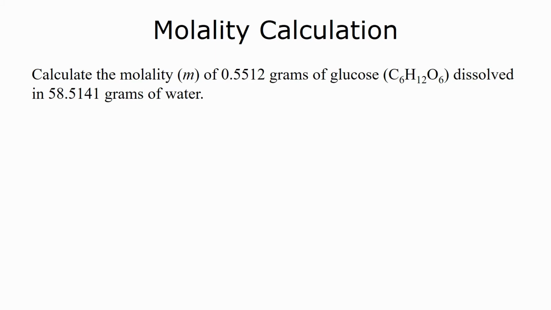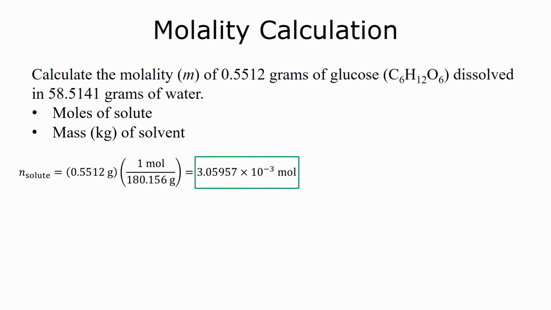So, for example, we want to calculate the molality of 0.5512 grams of glucose dissolved in 58.5141 grams of water. Well, we just need two things. We need the moles of the solute, and we need the mass of the solvent. Moles is easy. We take the mass of glucose divided by the molar mass of glucose.